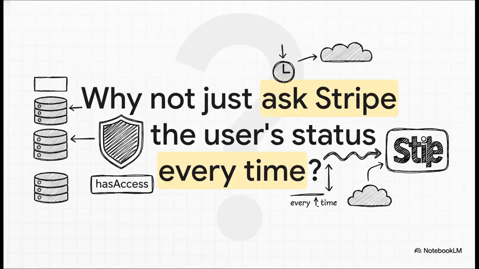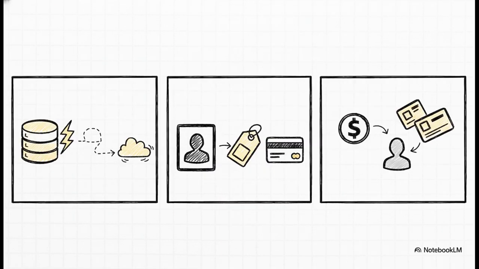You might be thinking right now, okay, this makes sense, but why all the fuss with our own switch? If Stripe is where the payment info lives, why not just have our app ask Stripe for the user's status every single time they load a page? And that's a really smart question. Well, there are a couple of huge reasons.